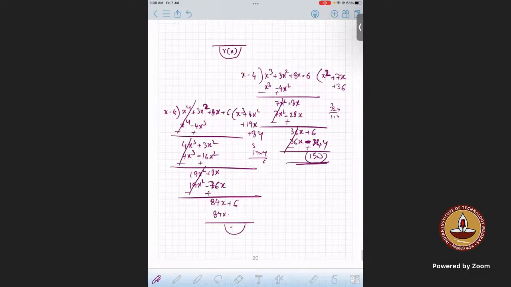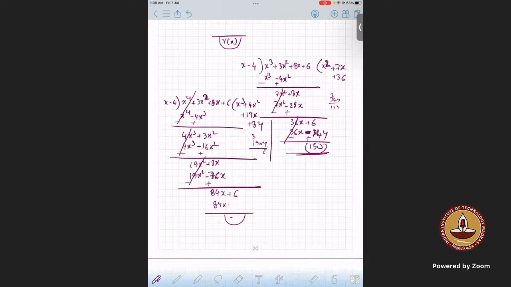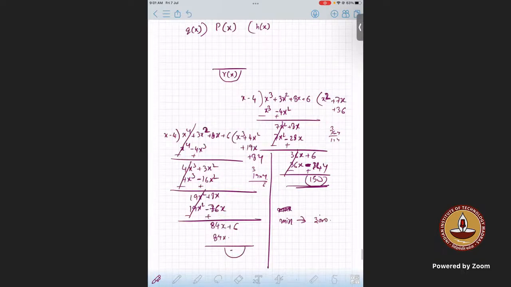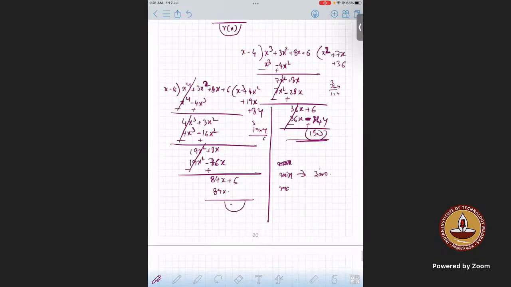Listen carefully. If they ask the minimum remainder, it is 0. Now they ask the maximum. When will you stop the division? Why did you stop at 6? Because after this we cannot divide, sir. There is no x coefficient and we cannot proceed.